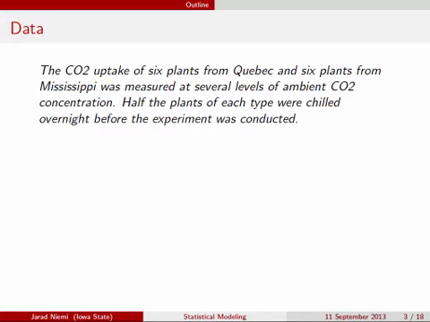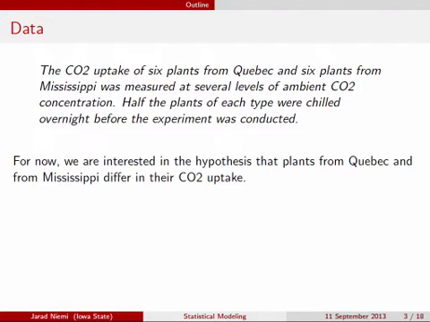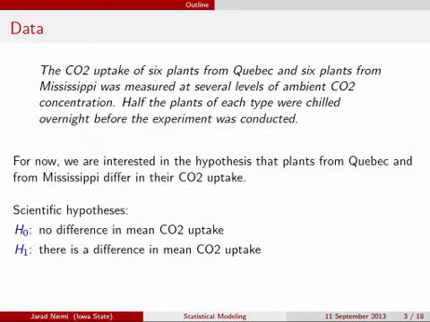So we have a two-sample problem. We have some plants from Quebec, some plants from Mississippi. We want to say something about the difference in CO2 uptake between these two groups. For now, we are only interested in Quebec versus Mississippi. Here's the way that we set up our scientific hypotheses. The null hypothesis is that there's no difference, and the alternative is that there is a difference. This is no difference in mean CO2 uptake, and the alternative is saying that there is a difference in mean CO2 uptake between Quebec and Mississippi plants.